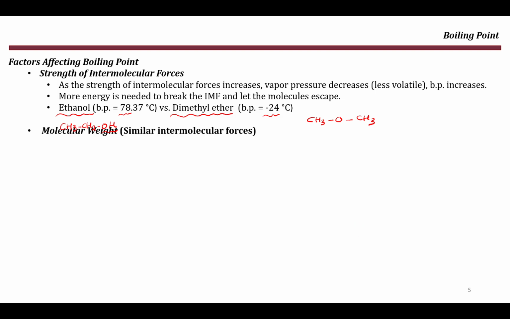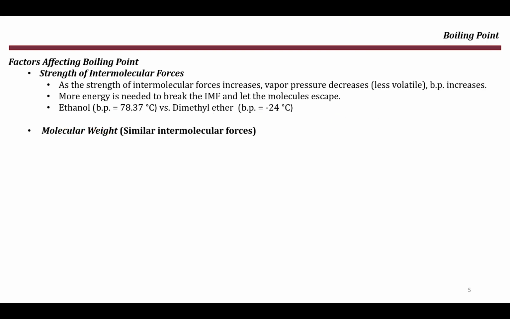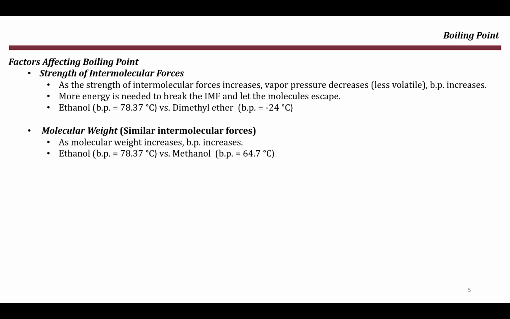Now, in compounds which have similar types of intermolecular forces, the molecular weight or the number of carbons in the compound has an effect on the boiling point. As the molecular weight of the compound increases, the boiling point increases. For example, if I compare the boiling point of ethanol to methanol, we notice that ethanol has a higher boiling point. Why is that?